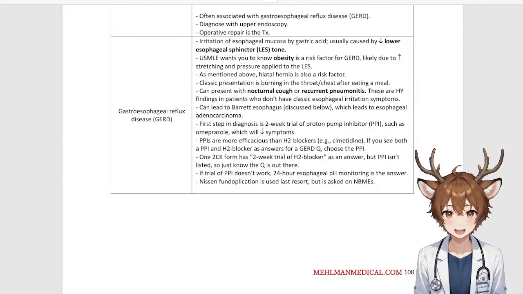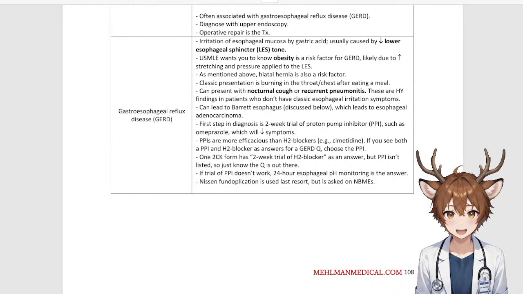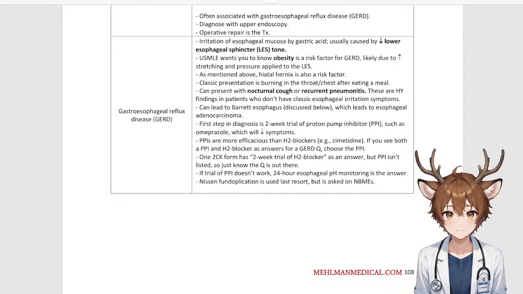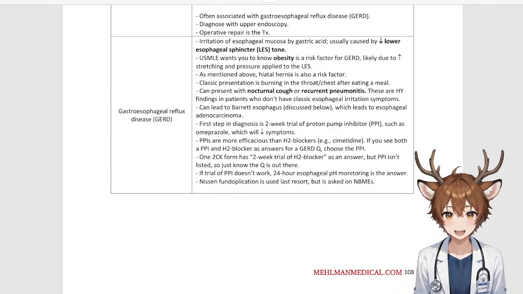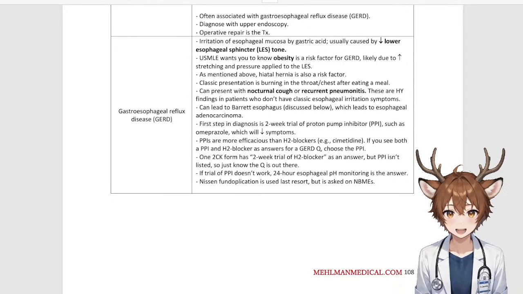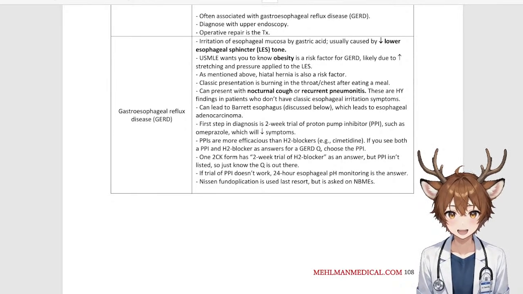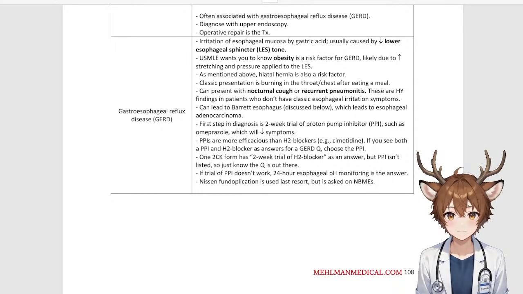Classical presentation is burning in the throat/chest after eating a meal, can present with nocturnal cough or recurrent pneumonitis. These are high-yield findings in patients who don't have classic esophageal irritation symptoms. Can lead to Barrett esophagus, discussed below, which leads to esophageal adenocarcinoma. The first step in diagnosis is a 2-week trial of proton pump inhibitor, such as omeprazole, which will decrease the symptoms. Proton pump inhibitors are more efficacious than H2 blockers, that is to say, like cimetidine.